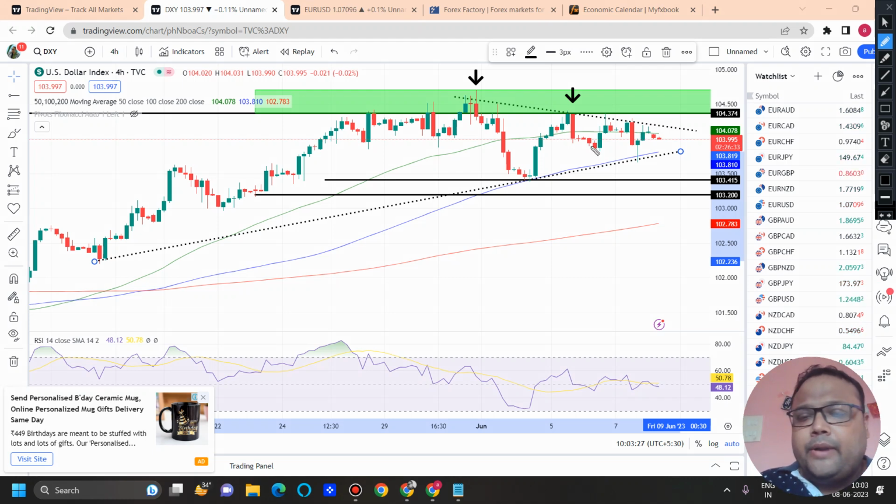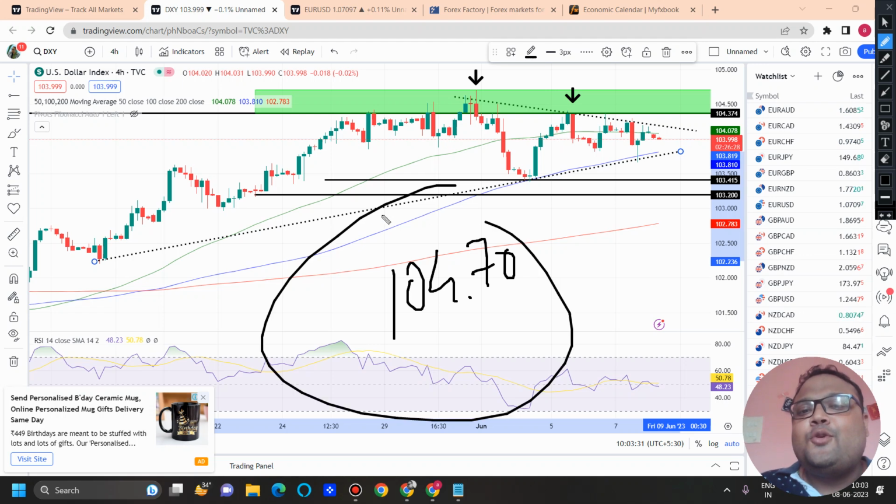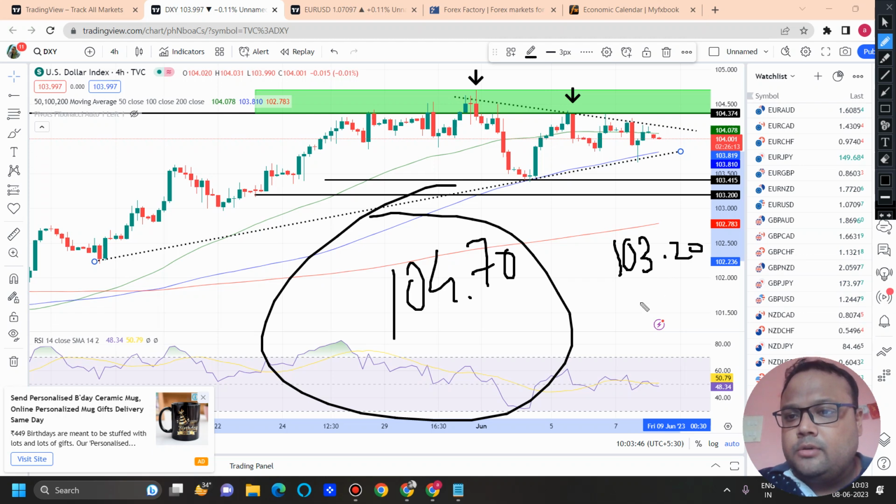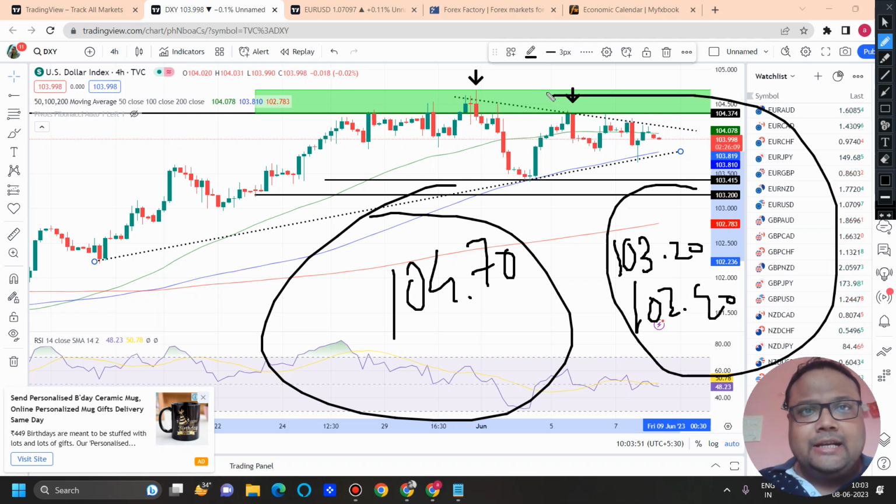So if the breakout comes towards the upside, then DXY will have to cross 104.70. If DXY crosses 104.70, then only we will be confirmed that DXY is still in uptrend. And on the other hand, if there's a drop on DXY, then 103.20, 103.40. These are the levels that will try to hold the market. So let's wait and watch how DXY performs and reacts after the data.